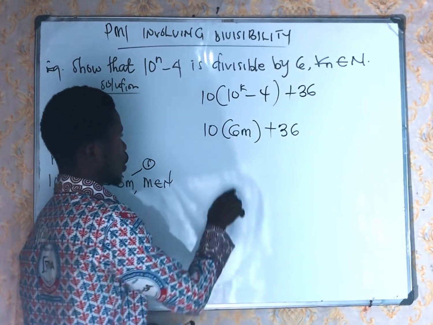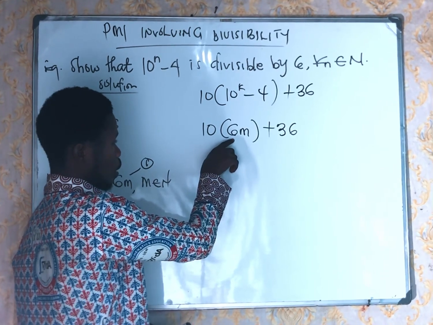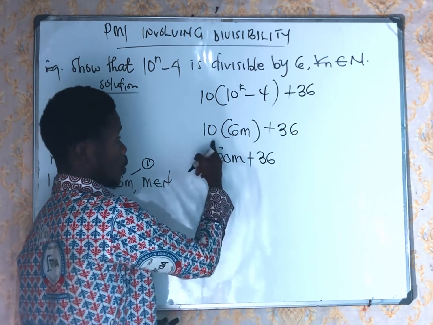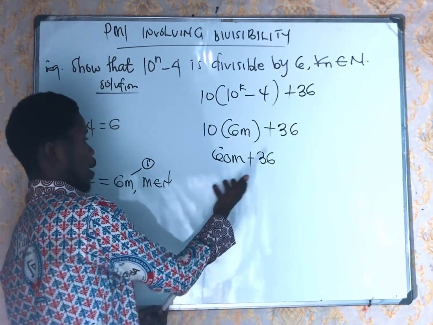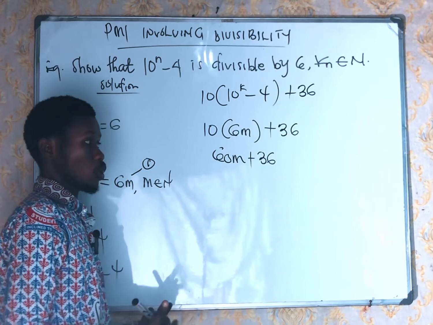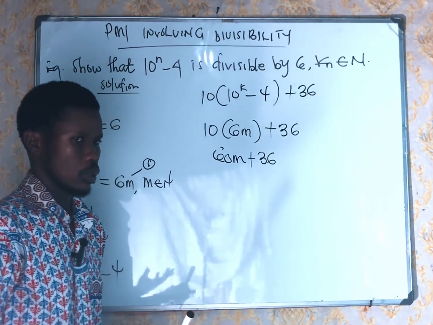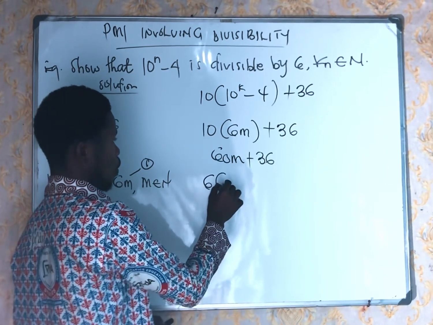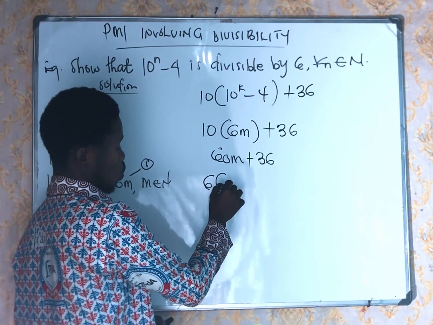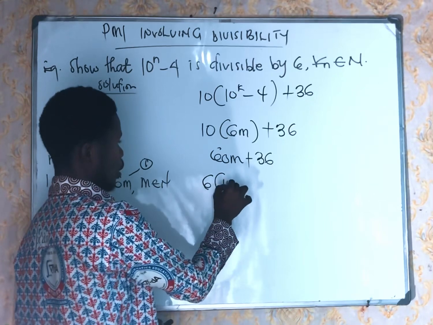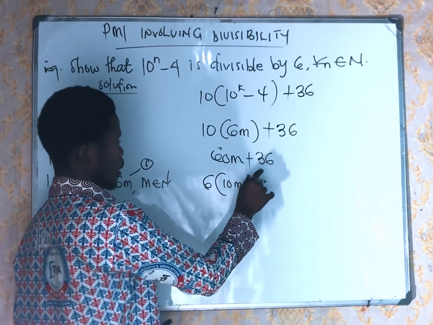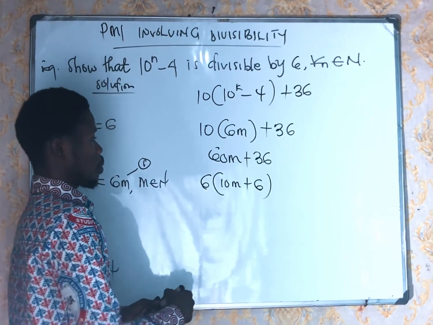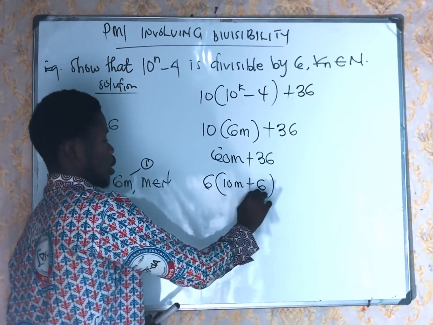Is that right? Here, if I multiply through, I'm going to have 60m plus 36. Here I can factorize 6 out. In fact, you can factorize 12 out, which is also divisible by 6, but I prefer to factorize 6 out, which is divisible by 6. So that here I have 10m plus 6, like this. Let me represent this whole statement by a letter.